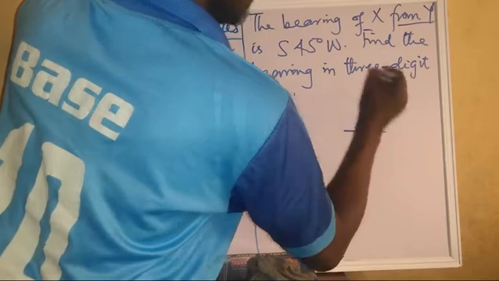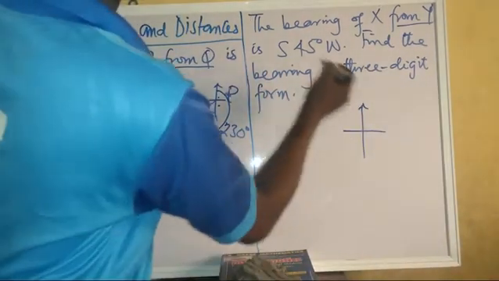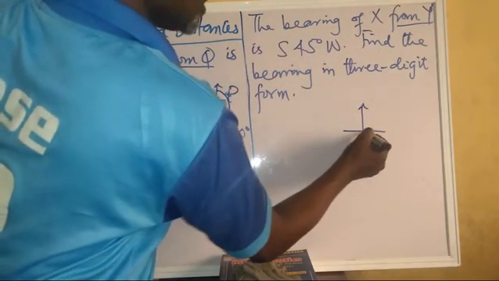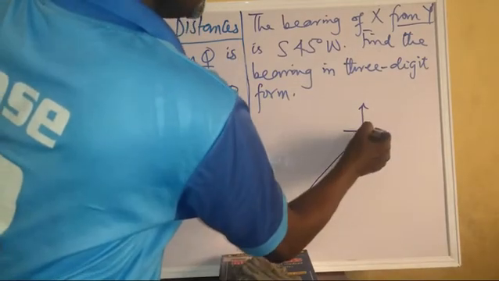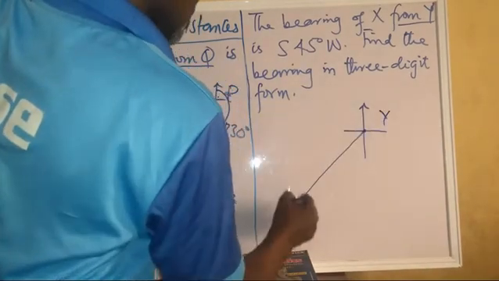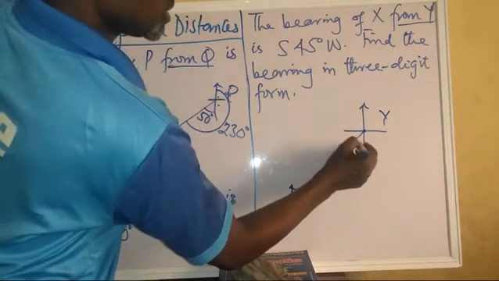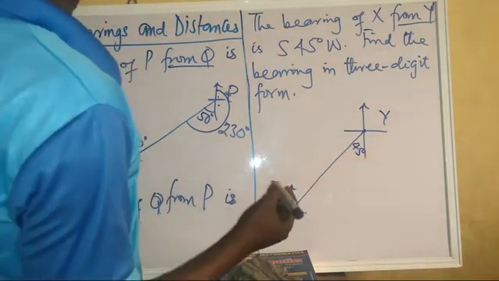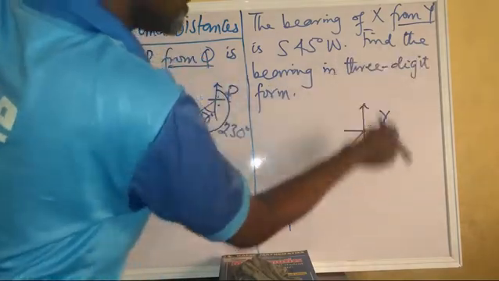It is advisable you use pencil when you are drawing bearings so as to know the direction. This is south 45 degrees west. This is southwest, 45 degrees. That's half line between south and west. This is our starting point, which is y. That means x is somewhere here. This is 45 degrees.